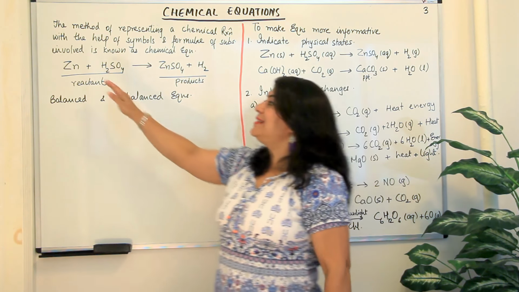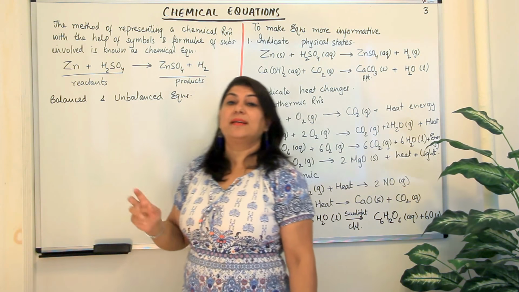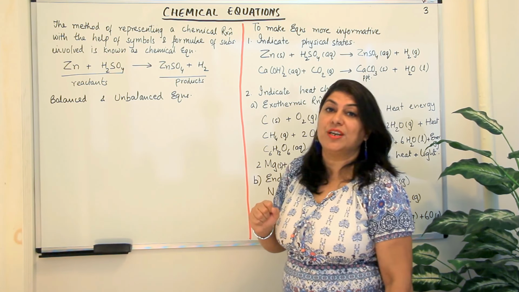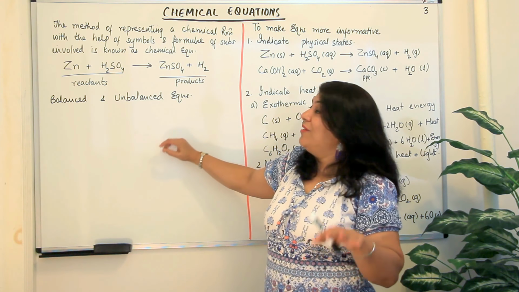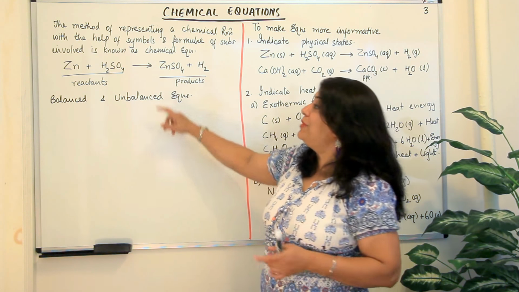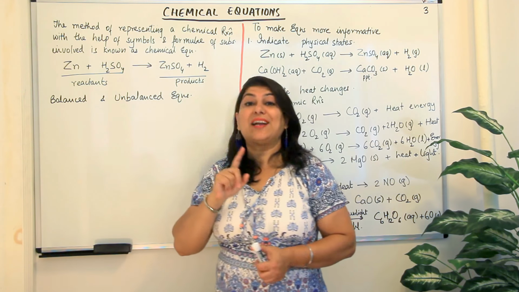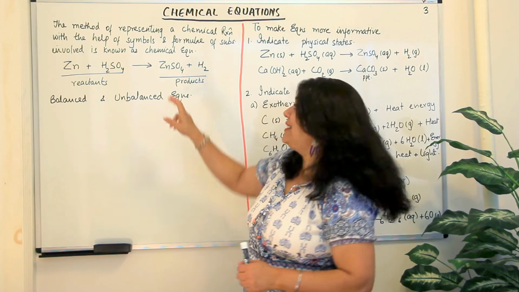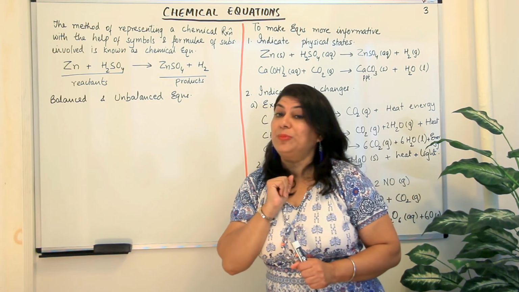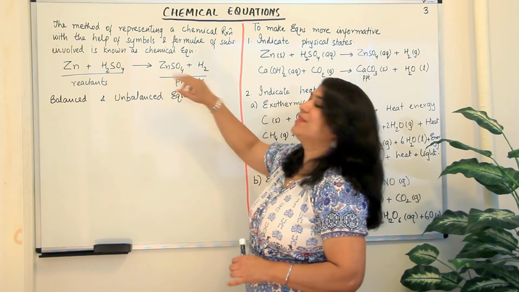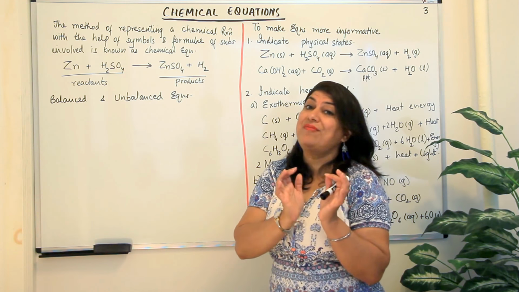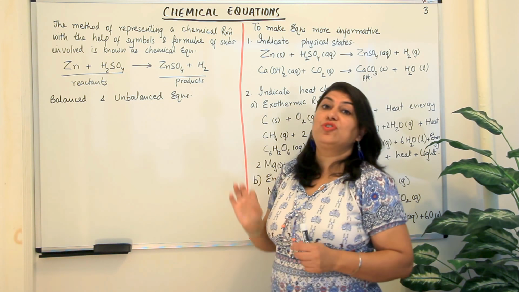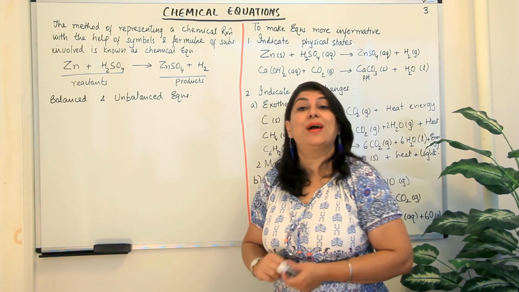For example, when I say zinc combines with sulfuric acid and gives us zinc sulfate and hydrogen, I spoke the words, I wrote the words, but from those words, would you be able to know that sulfuric acid is actually H2SO4, that zinc sulfate is actually ZnSO4, that there are 4 atoms of oxygen, 1 atom of sulfur, 1 atom of zinc in 1 molecule of zinc sulfate? Would it be able to tell you that a molecule of hydrogen actually has 2 atoms of hydrogen?